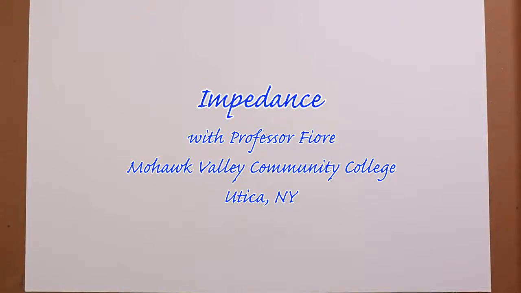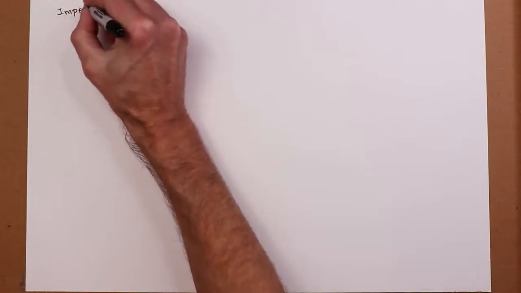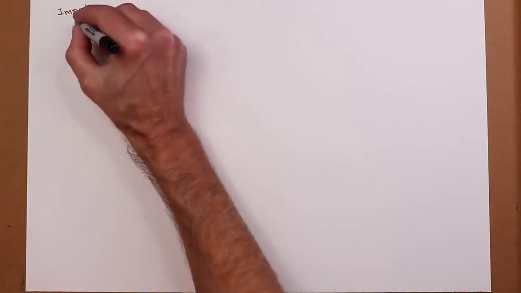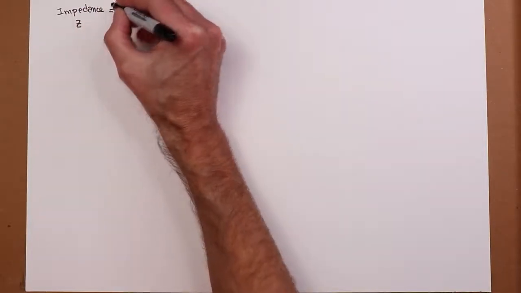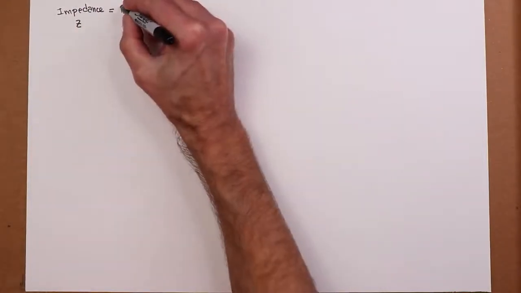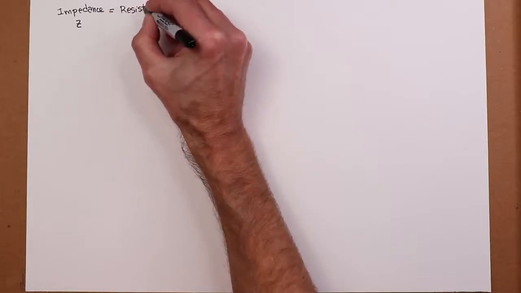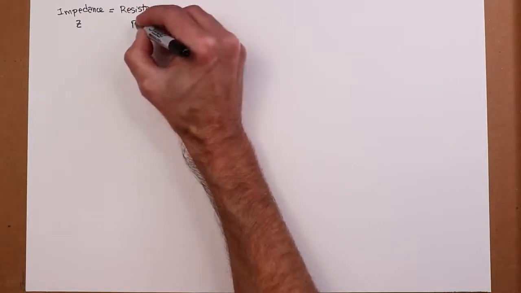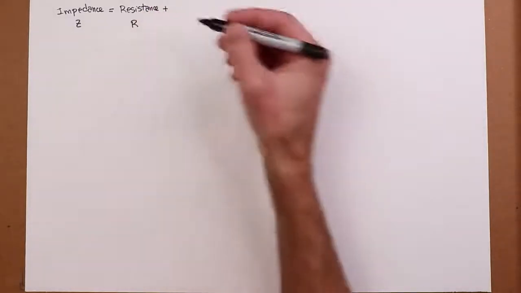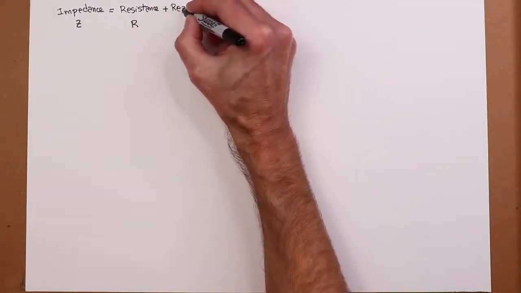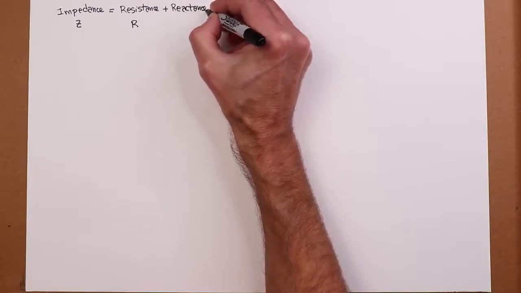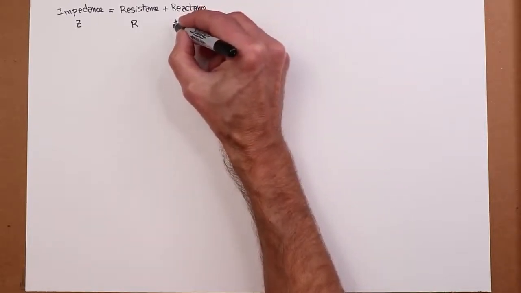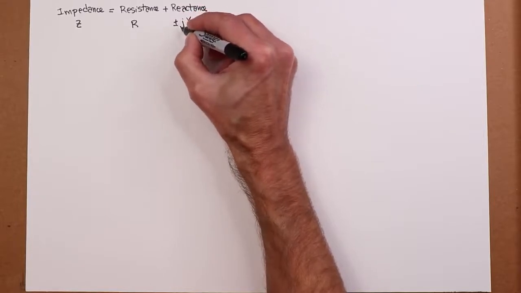Hello folks, in this video we're going to talk about the combination of resistance and reactance, or impedance. We say that impedance is the general term: impedance Z is some combination of resistance R and some reactance X, that is, R plus or minus jX.